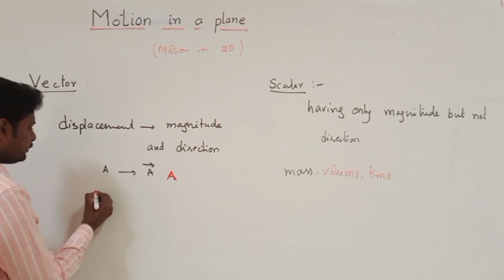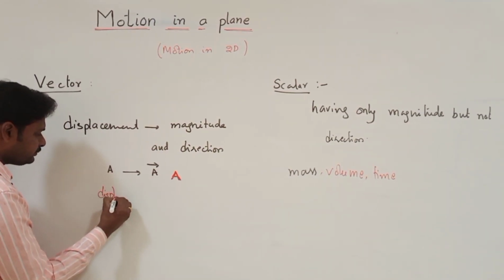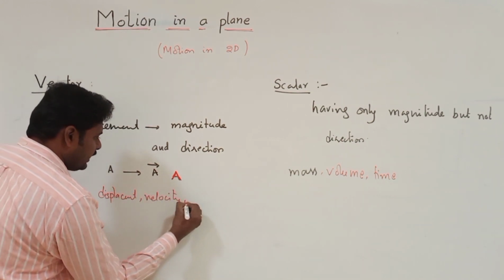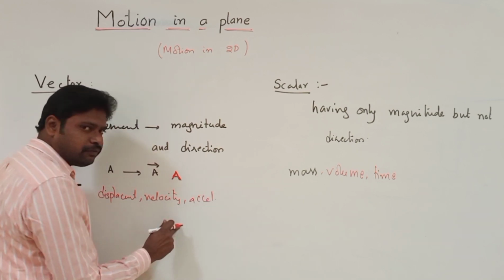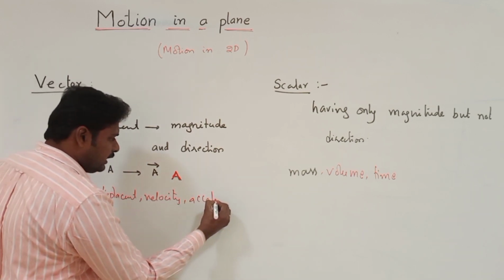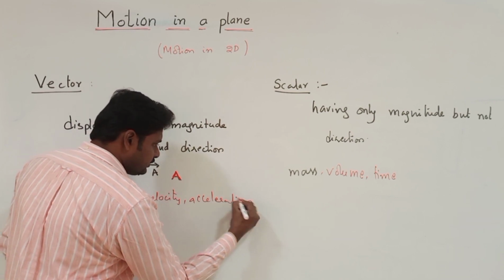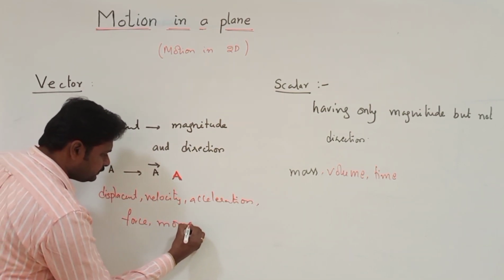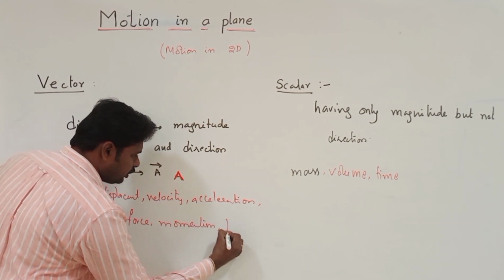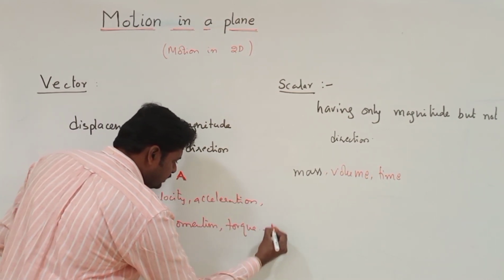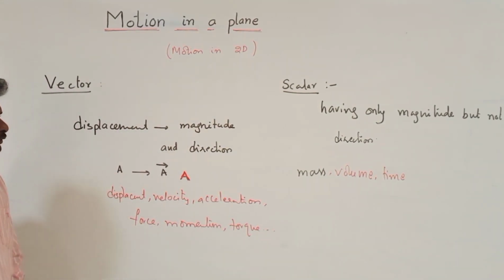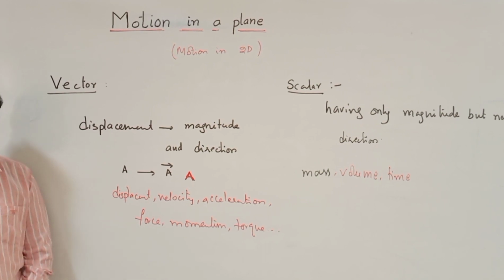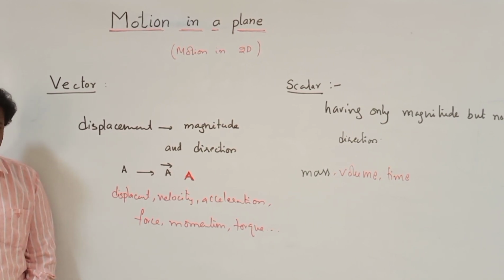And displacement, velocity, acceleration, all these terms are familiar from the last chapter. Acceleration, force, momentum, torque, such quantities are treated as vectors. We denote them with magnitude as well as direction.